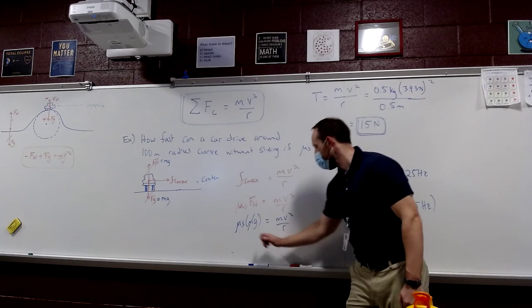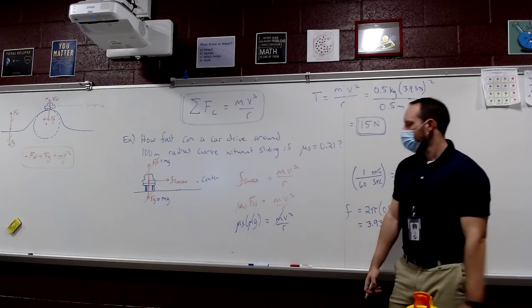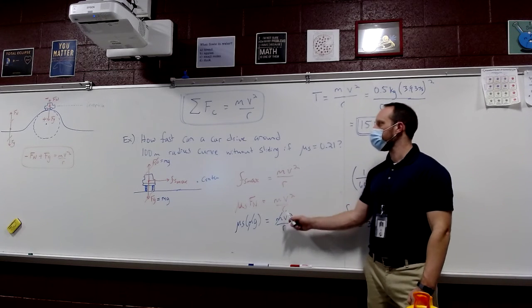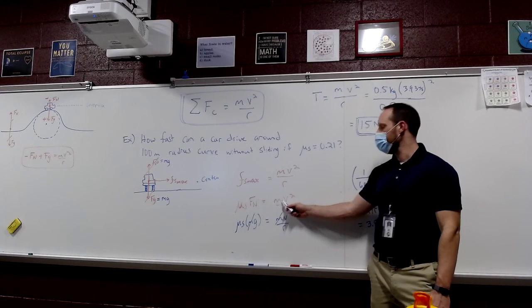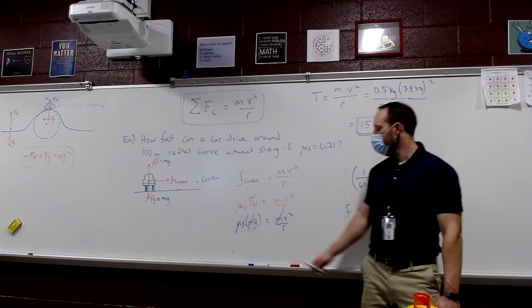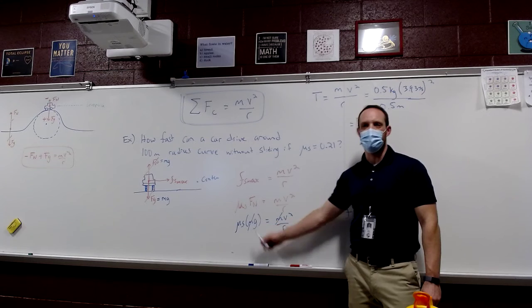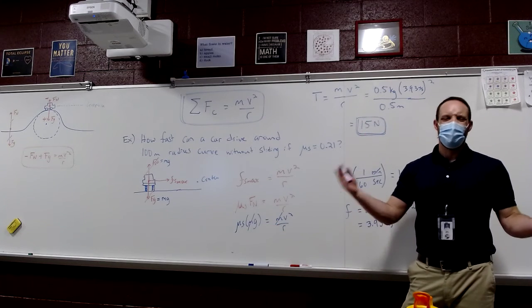The mass cancels out. So if you have a very massive truck, it requires more force to make it turn. There's more mass on the mv squared over r side, but the larger mass also presses it harder against the road, giving it more traction. So it's a canceling effect.